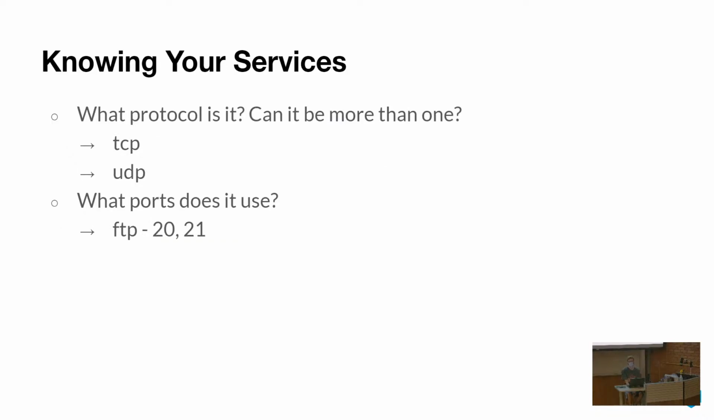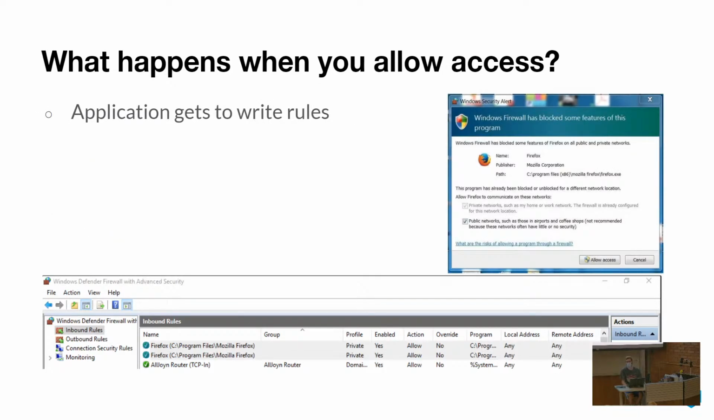So that comes to knowing your services, right? If I'm going to write a firewall rule, first I need to know what kind of protocol it runs and whether it can run multiple protocols. So let's take Firefox, for example. Firefox can run on both TCP and UDP, so we'll have to make rules for both of those protocols. After we've decided what kind of protocol it runs, we then have to ask ourselves, does it run on specific ports? So here for FTP, we're going to have a rule for port 20 and a rule for port 21.